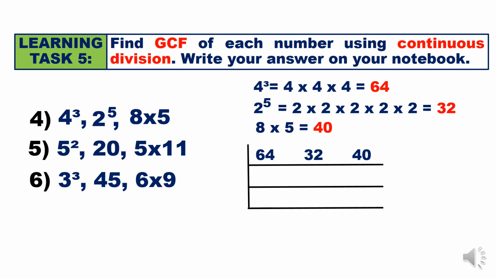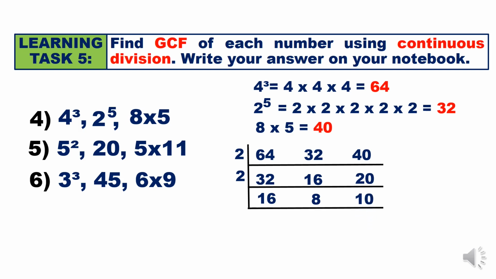Ito ay divisible ng 2. 64 divided by 2 equals 32. 32 divided by 2 equals 16. 40 divided by 2 equals 20. Ang 32, 16, 20 ay divisible pa rin ng 2. 32 divided by 2 equals 16. 16 divided by 2 equals 8. 20 divided by 2 equals 10.